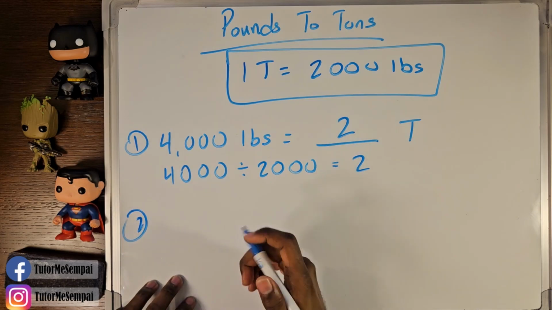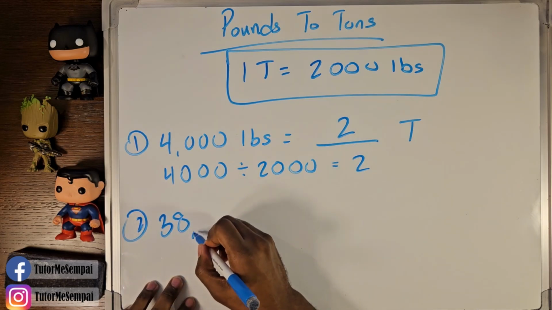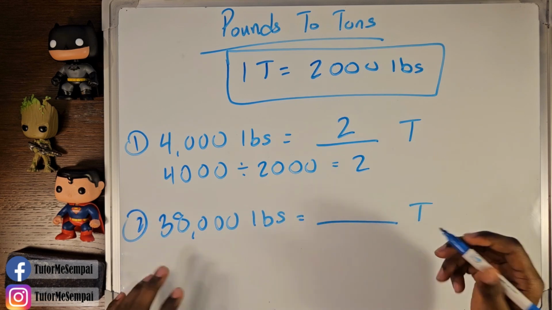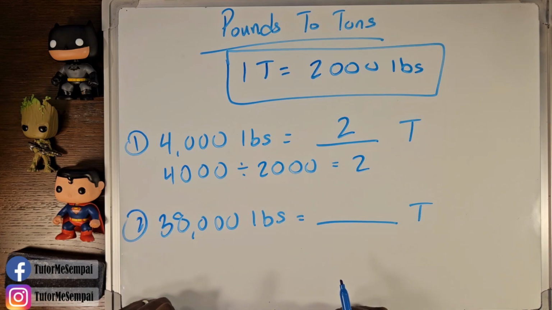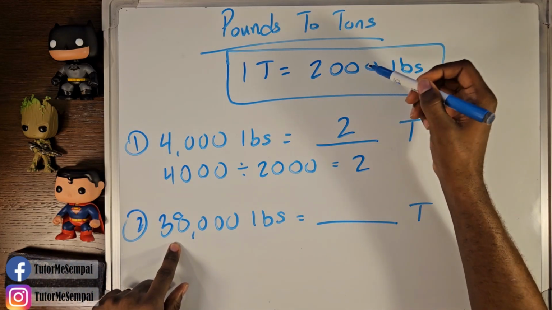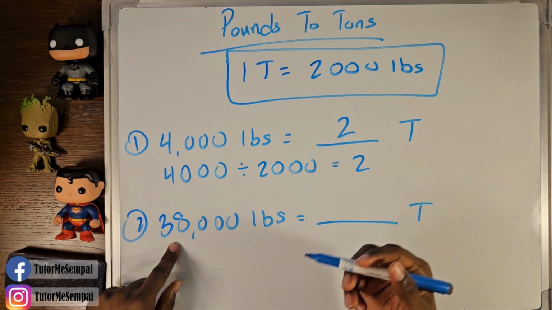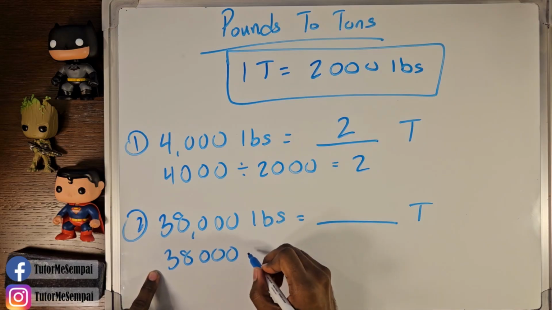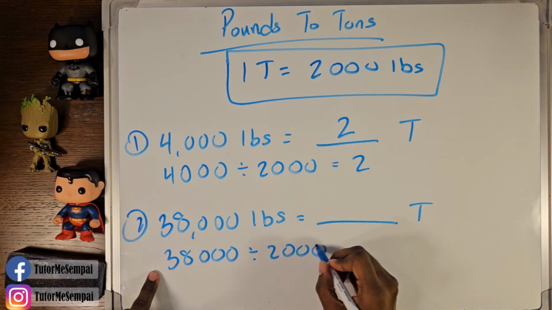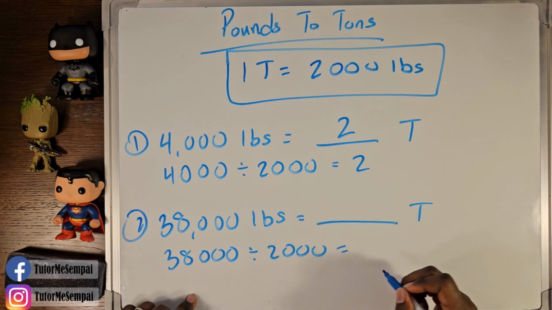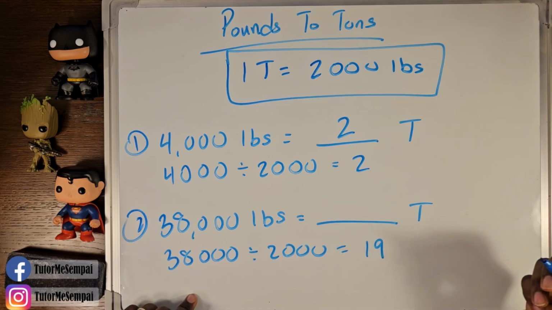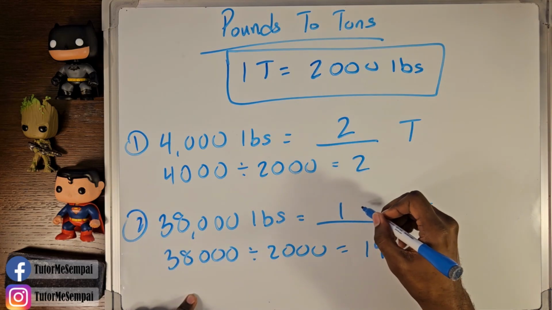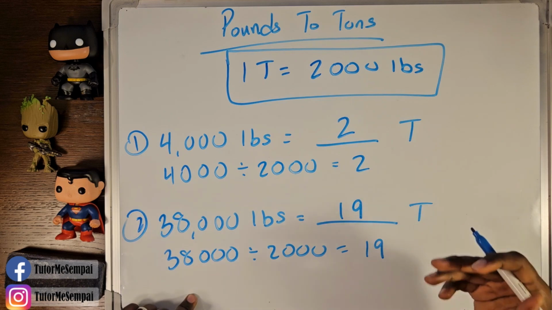Let's say instead of 4,000 pounds, we have 38,000 pounds, and we want to know how many tons do we have when we have this amount? Well, once again, how many groups of 2,000 do we get out of 38,000? In order to find that answer out, we have to divide 38,000 by our 2,000. And by doing that, you're going to get 19. That means that when you have 38,000 pounds, that's going to be equivalent or equal to 19 tons.